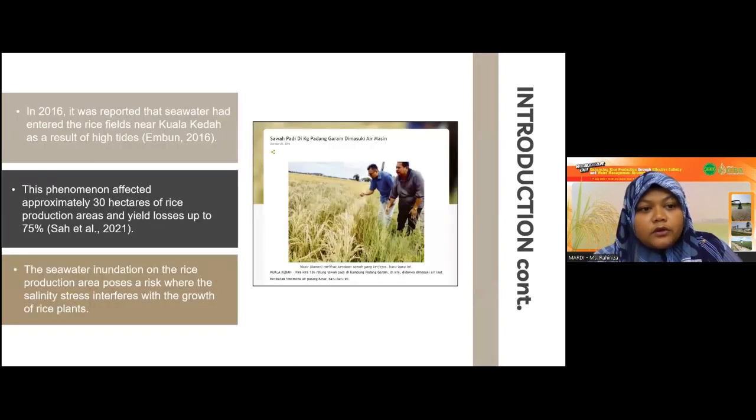In 2016, it was reported that seawater had entered the rice fields near Kuala Kedah, in the northern part, as a result of high tides. This phenomenon affected only approximately 30 hectares of rice production area, and the yield losses were quite high, up to 75%. This seawater interferes with the growth of the rice.